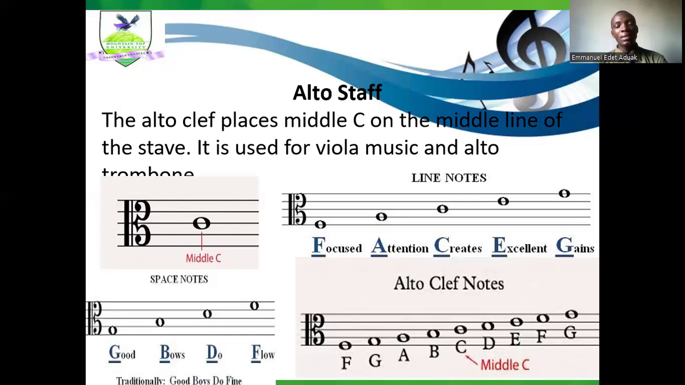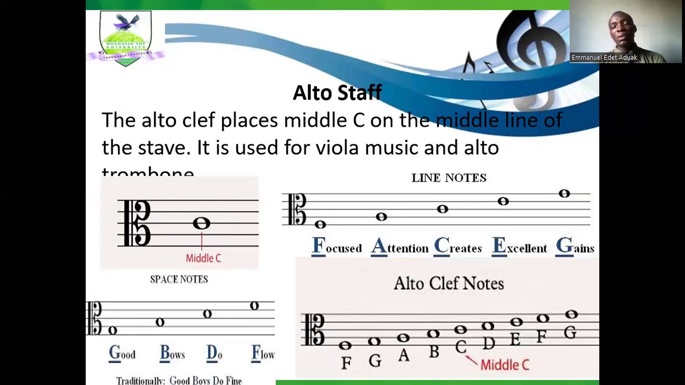Then for the lines of the alto staff, we have line 1 is F, line 2 is A, line 3 is C, line 4 is E, and line 5 is G. The acronym we use is focused attention creates excellent gains. Then space 1 is G, space 2 is B, space 3 is D, space 4 is F. The acronym we use is good bows, do flow.